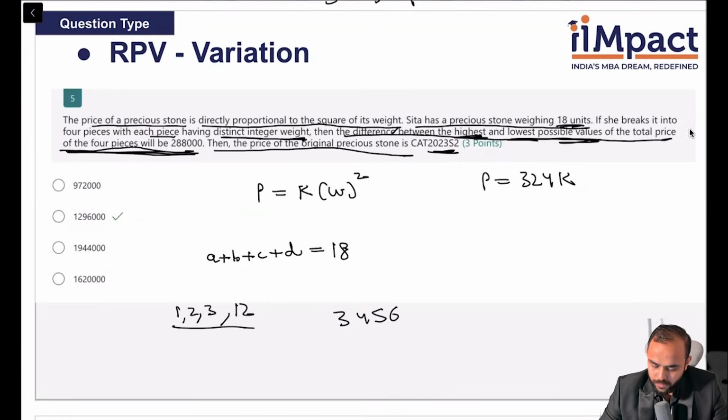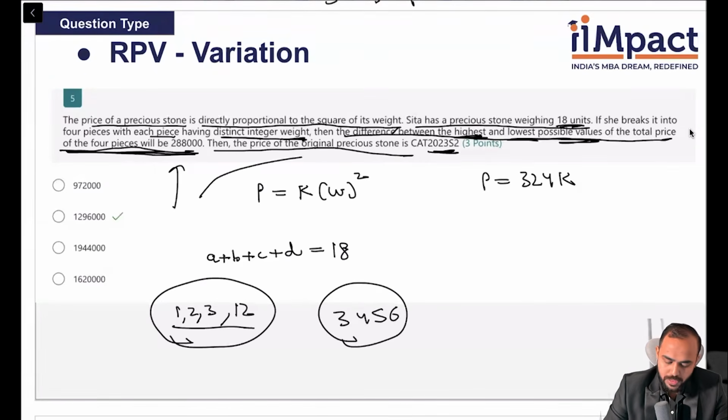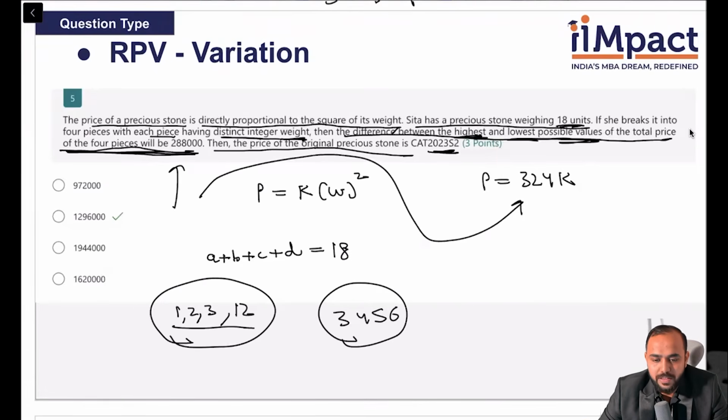Correct? So you will get the value here in terms of k. When you take the difference, you will get this as your answer. And that will give you the value of k, which you can then substitute back here and get your price.